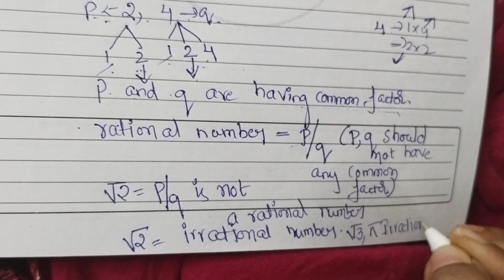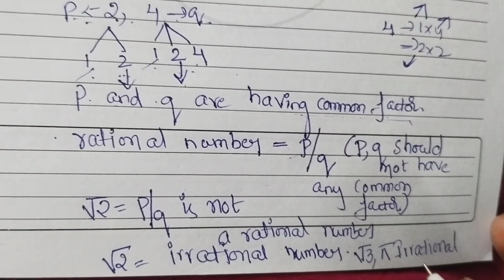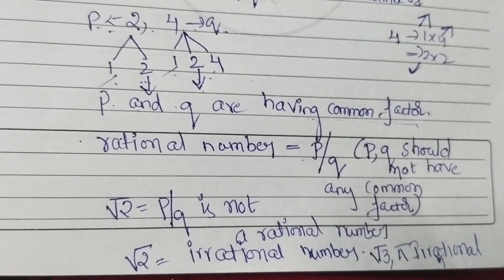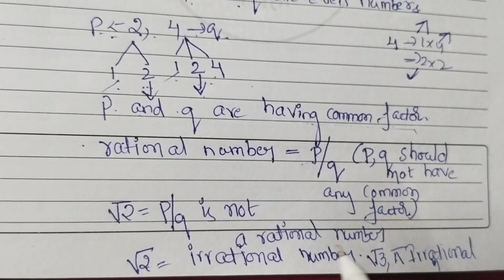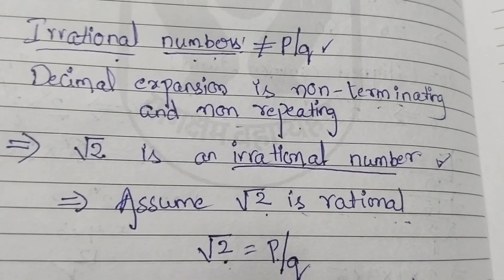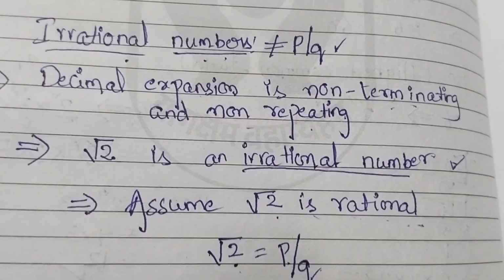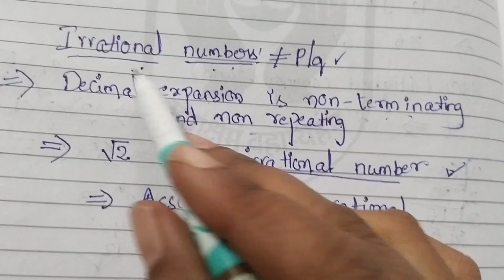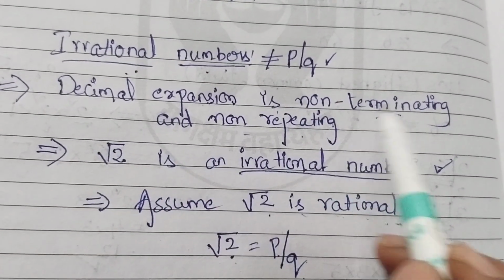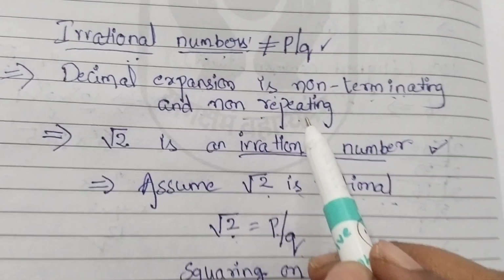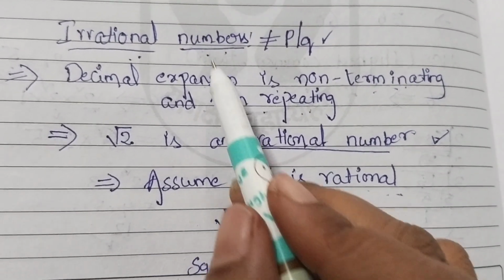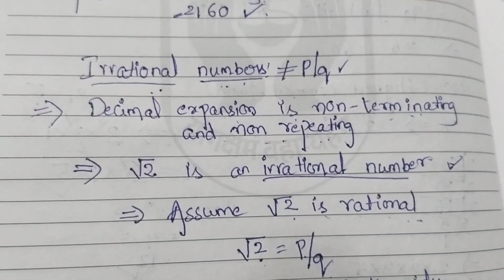I forgot to tell you in the starting examples of irrational numbers. Okay, root 3, pi, root 2, these all are irrational numbers, okay? See children, I have given the decimal expansion information of irrational numbers, right? Like the decimal expansion of an irrational number is non-terminating and non-repeating. But I have not told you about the decimal expansion of rational numbers, right? Our last topic is that one.